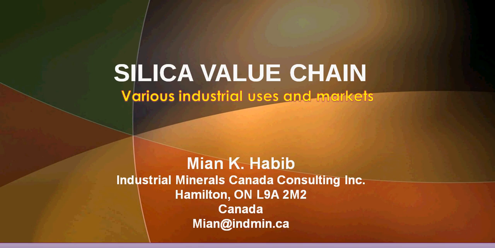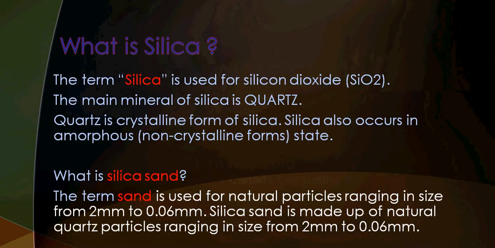I'm going to discuss the silica value chain, and I will describe all the different industrial products which can be manufactured from silica sand and where silica sand can be used. It is very important to understand what is silica and what is silica sand. The term silica is used for silicon dioxide.